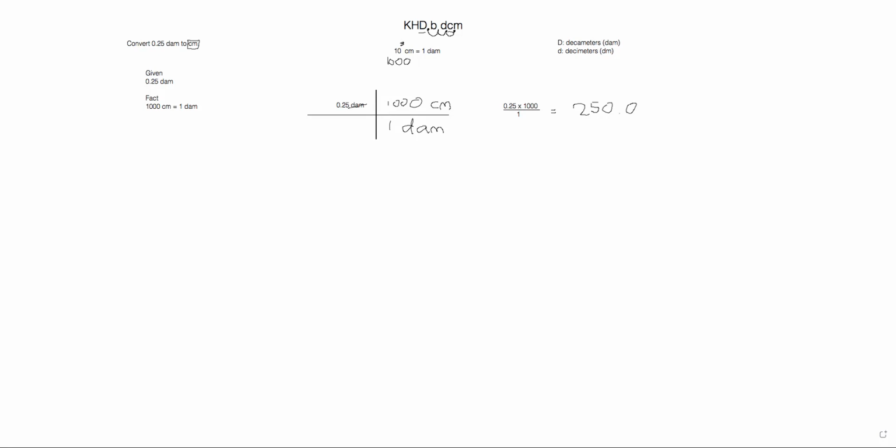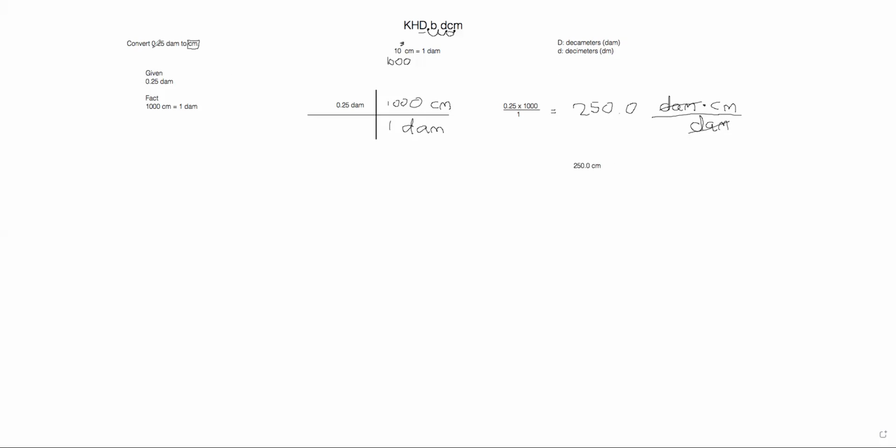So decameters on top, well, actually, I want to kind of do this off to the side. So we have decameters times centimeters divided by decameters. Just like with math, whenever you have a fraction, whatever happens on the top cancels with the same thing if it happens on the bottom. So if we have decameters on top, that's going to cancel with decameters on the bottom. So that means our final answer is going to be 250 centimeters. So that is our answer.